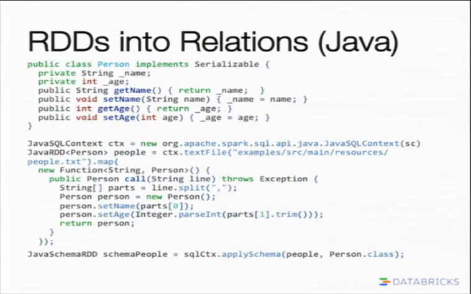I won't spend too much time on this, but basically, in a very similar way to Scala, you create a Java bean. And a Java bean is just a standard Java class that implements serializable and has getters and setters for all of the different data items inside of it. And so you create your Java bean, you fill it with the data, and now you can just call SQL context apply schema to turn it into a schema RDD.